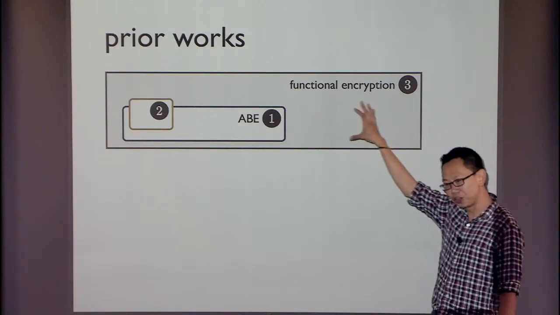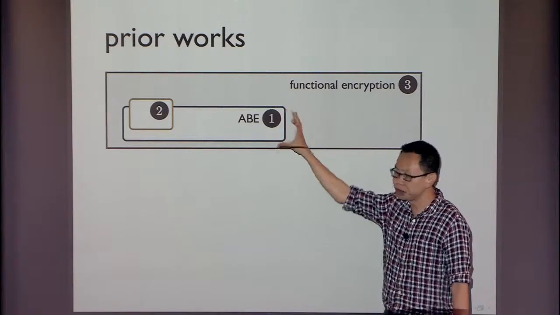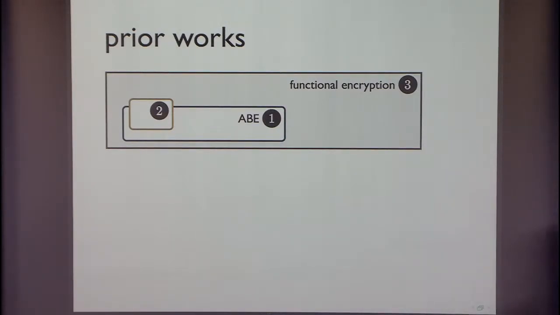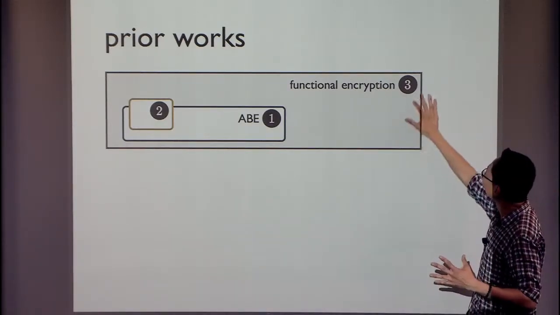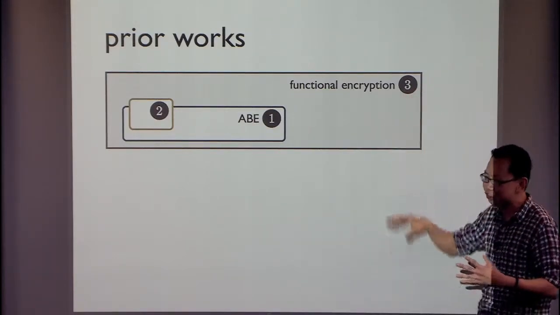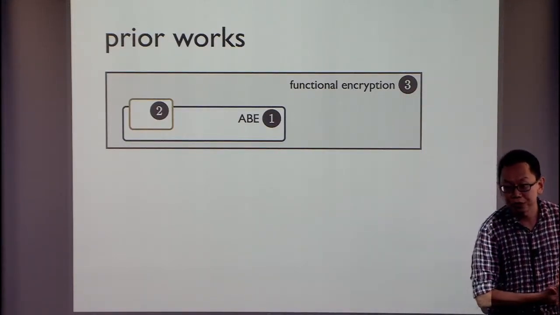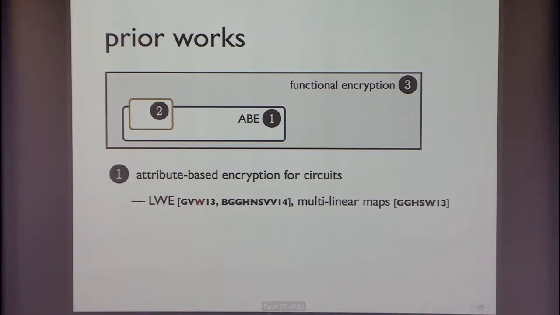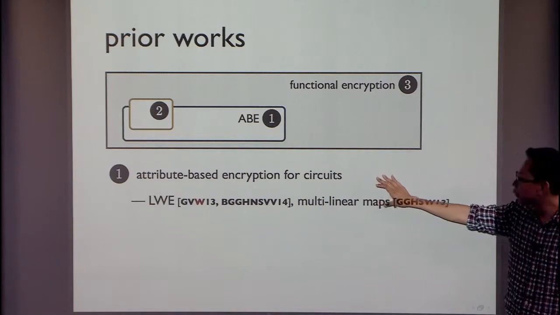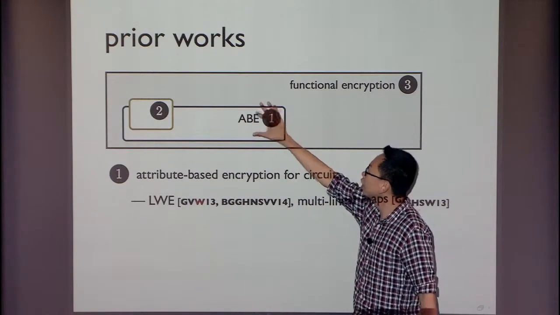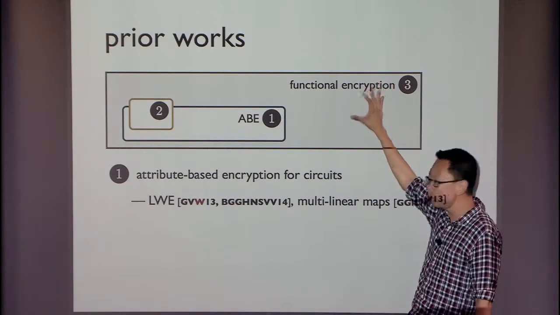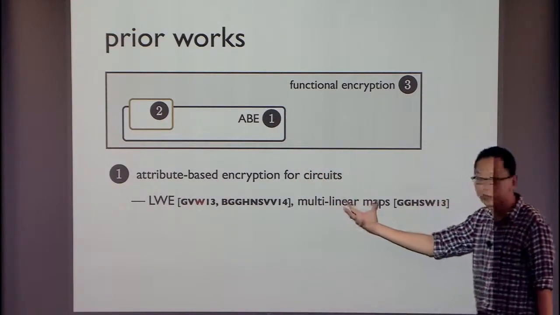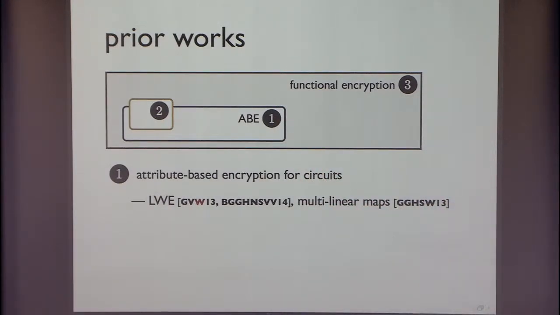There are the white regions and the gray regions. At a high level, the white regions correspond to the classes for which we have constructions under standard, well understood assumptions, and the gray region corresponds to constructions under less well understood assumptions. Like Vinod said earlier, we do have attribute-based encryption for circuits, and this is the region over here. ABE is a subclass of functional encryption. We have ABE for all circuits, and we know how to do this under the standard LWE assumption.